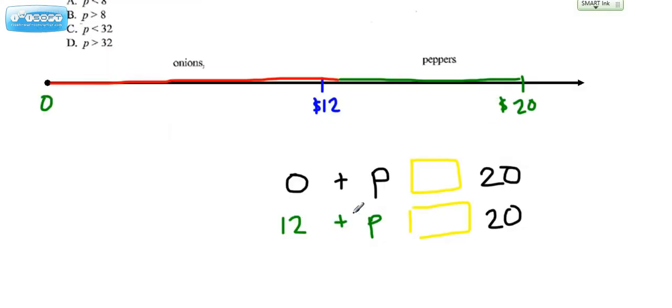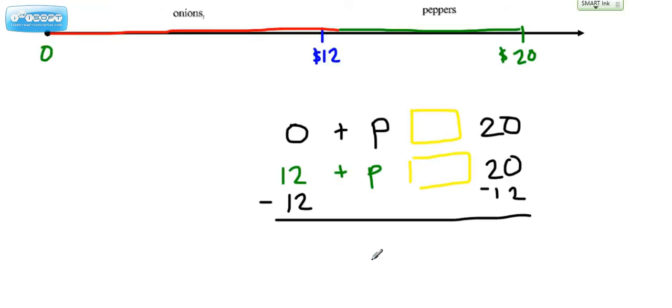Now, if we were going to solve this as an equation, the opposite of add 12 would be to subtract 12. And we would subtract 12. And we would bring down the p. This would cancel out. This cancels out. We would bring down the p, and then we would go ahead and subtract these two things and get 8. But we need to figure out what symbol is going to go here.